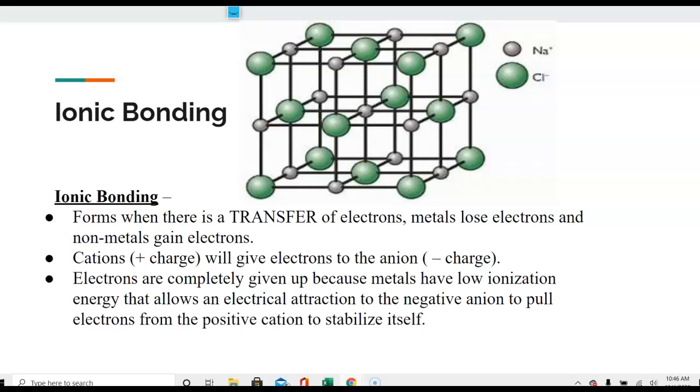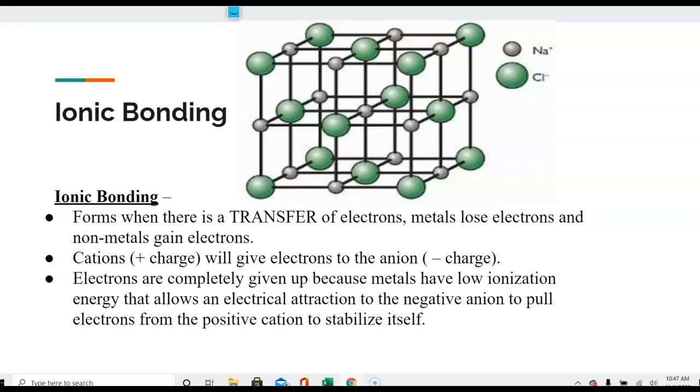So what we have there, as you can see in the picture, is an alternating structure between positive and negatively charged particles. In this example, the gray circles are sodium, Na1+, and the green circles are chlorine, Cl1-. Electrons in the valence shell are completely given up because metals have low ionization energy, and that allows an electrical attraction to the negative ion to pull electrons from the positive cation to stabilize itself.